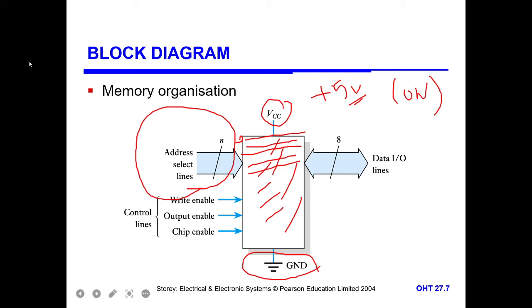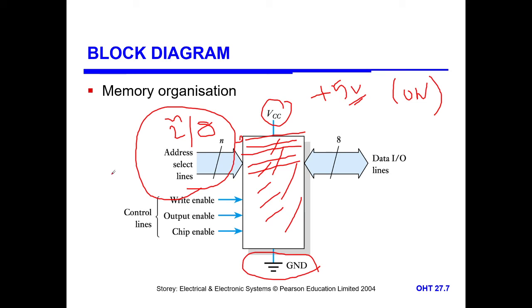Address selection lines: if it is having n number of address lines, then we can have 2 power of n memory locations. In each memory location, it is capable of storing 1 byte of data, that is 8 bits.